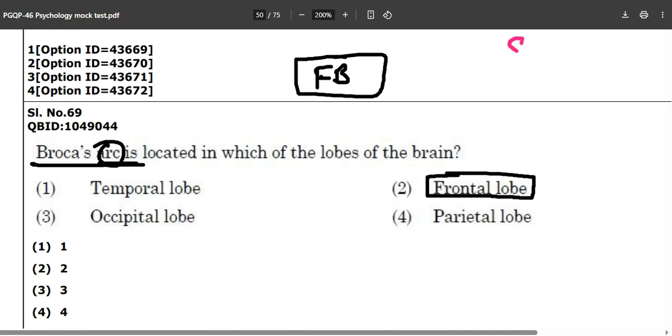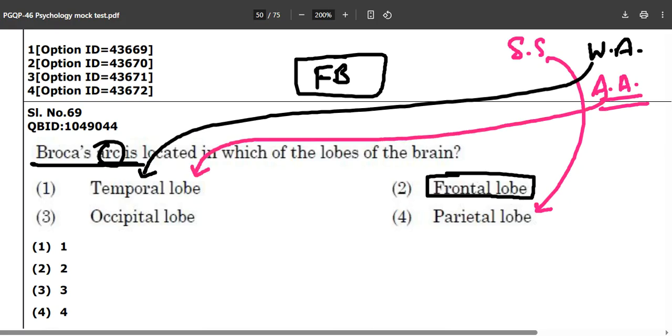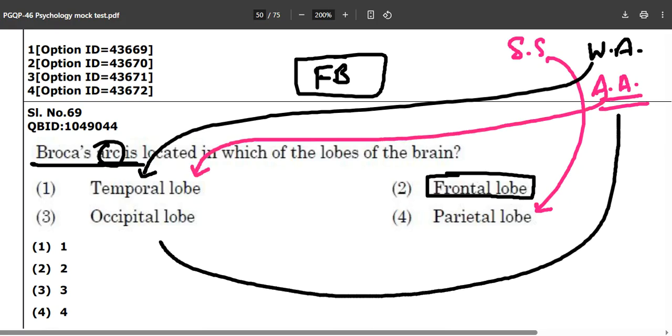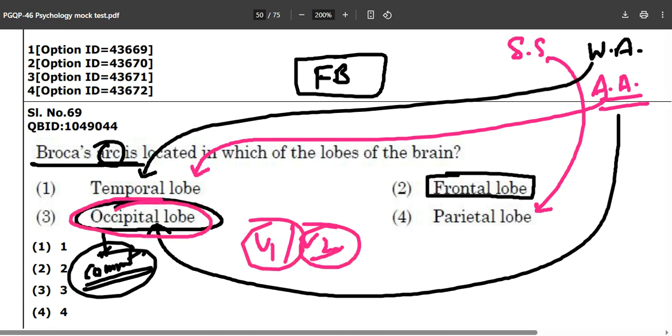Where is the somatosensory cortex located out of these? It is located in the parietal lobe. Where is Wernicke's area located? It is located in the temporal lobe. Where is the auditory cortex located? It is located in the temporal lobe. And what is located in the occipital lobe? Make sure that you comment down below as well: what is in the occipital lobe, and where are V1 and V2? Where is Brodmann area? Try to find out.